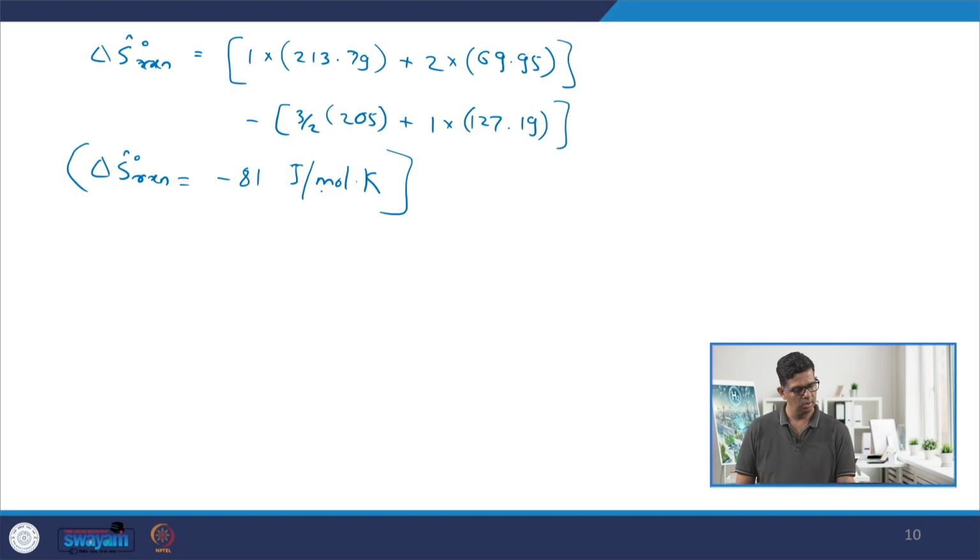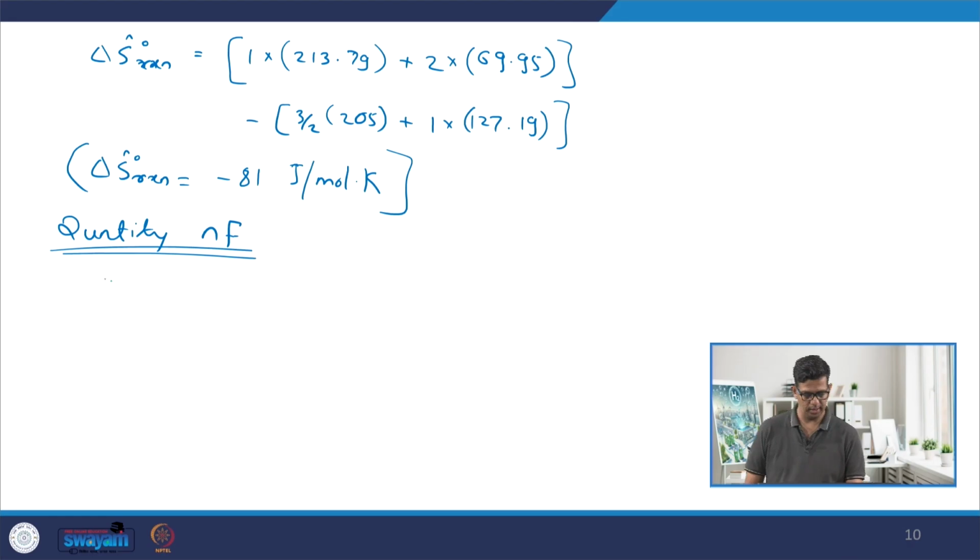So once we know the enthalpies and entropies of the reaction, we can find out the Gibbs free energy, and we can again calculate the standard reversible potential, which we will do a little later. Let's slightly focus our attention on this quantity nF. What is this quantity nF? As we know, E naught is equal to G naught by nF.